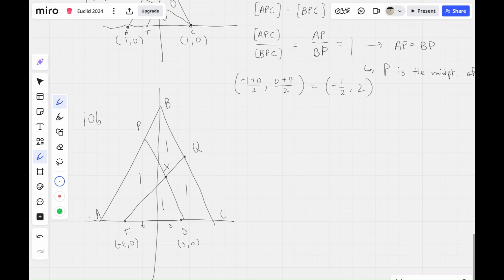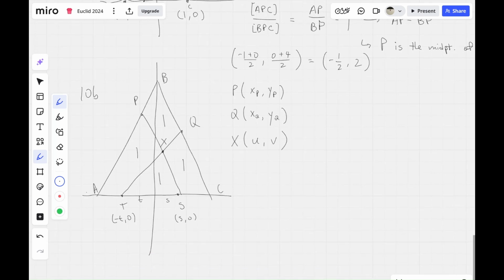Then we're going to let P have coordinates (xp, yp), Q have coordinates (xq, yq), and X have coordinates (u, v).